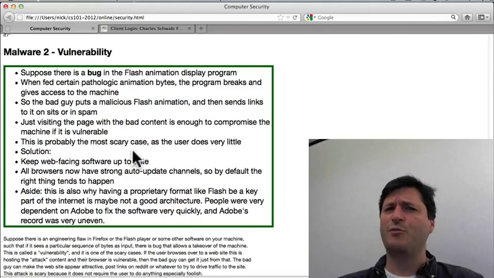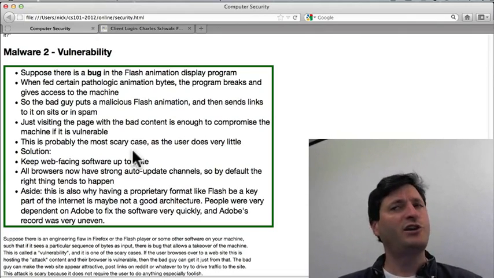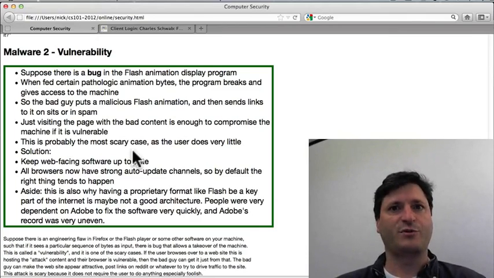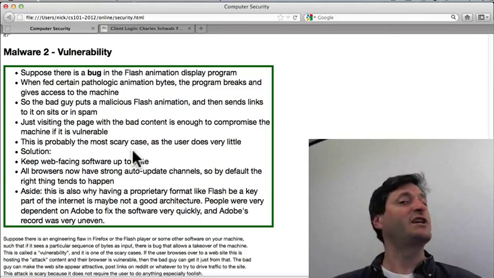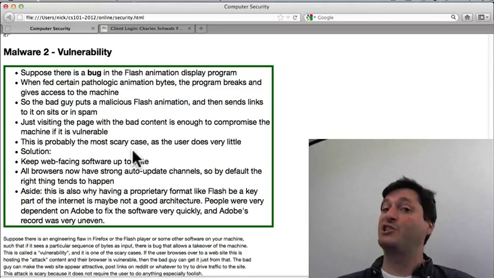So I regard this as the most scary case because, in a way, as a user, you don't really have to do anything except visit sites. Well, geez, that's something we all do all the time. So it doesn't take much. So that's the bad news.